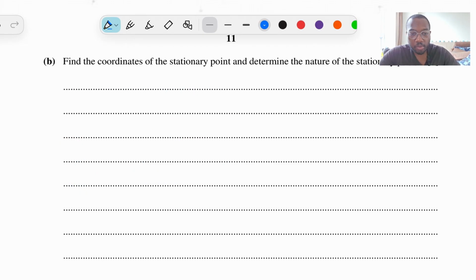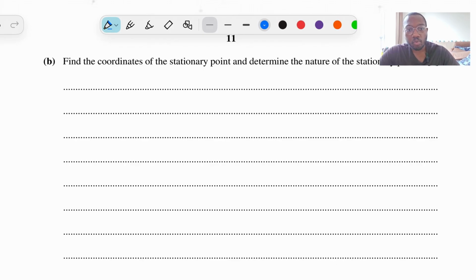Now for part B, we need to find the coordinates of the stationary point and determine the nature of the stationary point. When they say determine the nature, what they mean is we want to figure out, is this going to be a minimum point or a maximum point? To do that, we will need d squared y over dx squared. But enough of that, let's just work out dy over dx equal to 0. Let's work out our stationary point first, and then we can worry about the nature later.